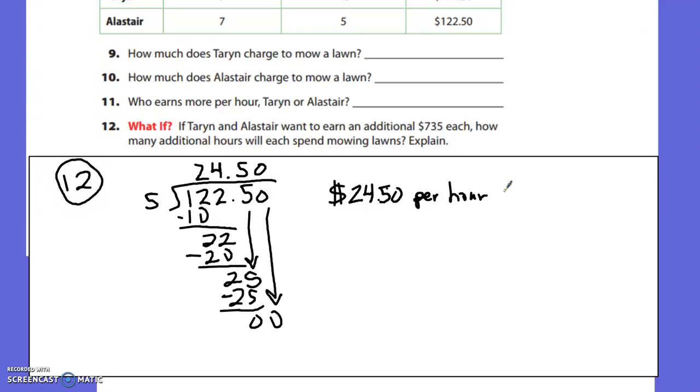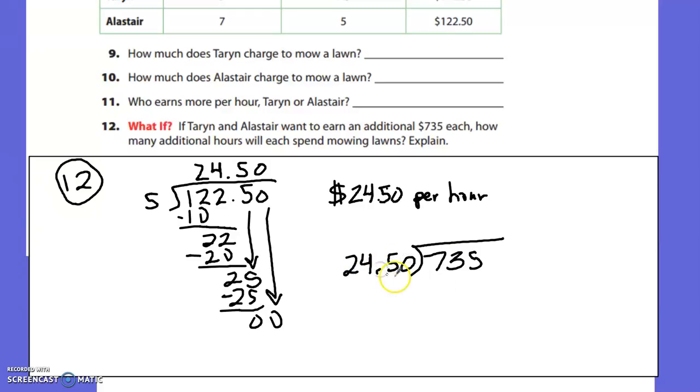Now, number 12 says, if Taryn and Alistair want to earn an additional $735 each. So Alistair is going to make $24.50 per hour. We just determined that. And how long is it going to take for Alistair to get up to $735? What I hope you recognize is that this is actually a division problem. A bunch of $24.50 added up would be multiplication, but that'd be guess and check. So to figure out how many times $24.50 goes into $735, you just divide. $735 divided by $24.50.